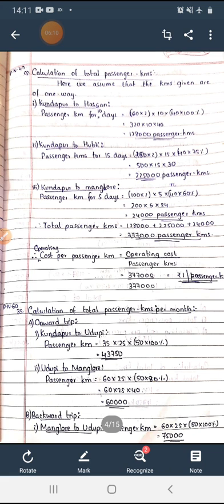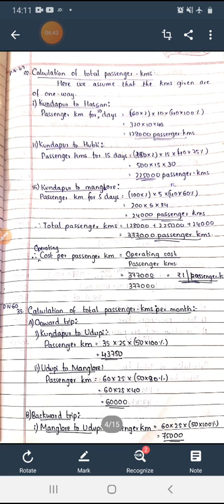Next one, Kundapur to Hubli, passenger kilometers for 15 days. Here the kilometers are 250 into 2, into 15 days, into 40 into 75%. Only 75% of the capacity of the bus is filled. So total capacity 40 into that 75%. The total is 2,25,000 passenger kilometers.